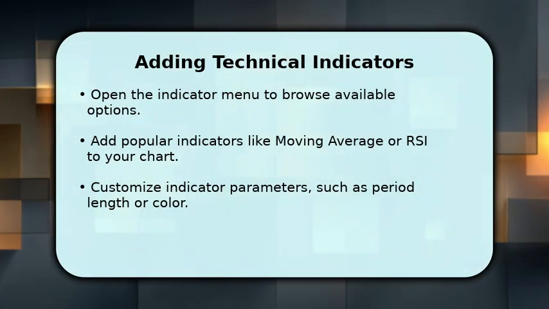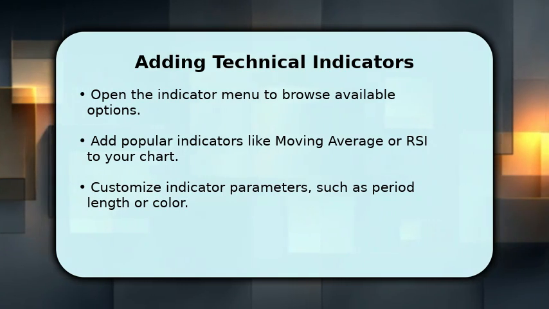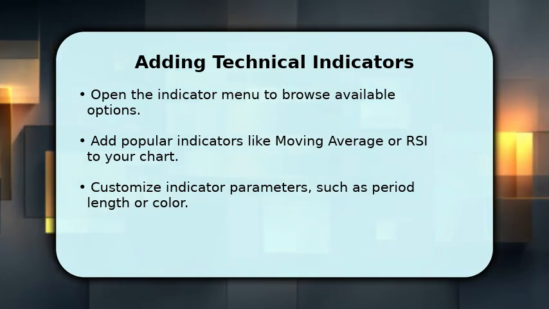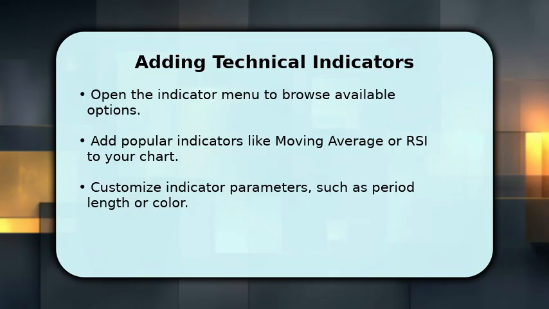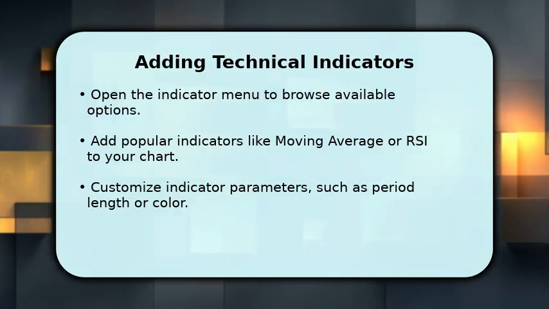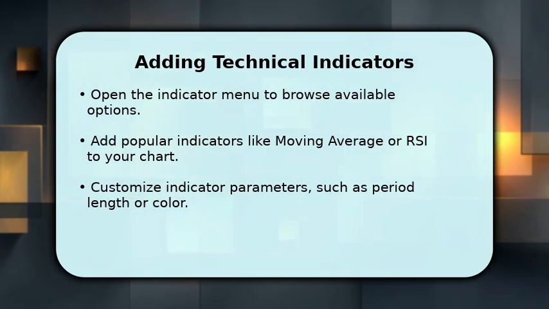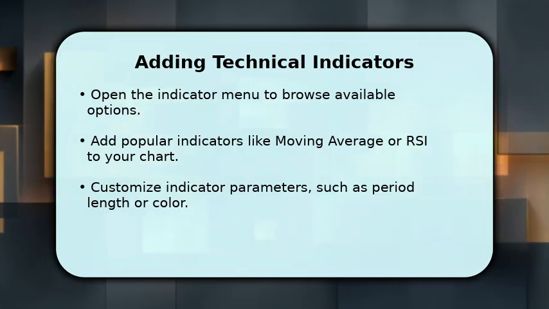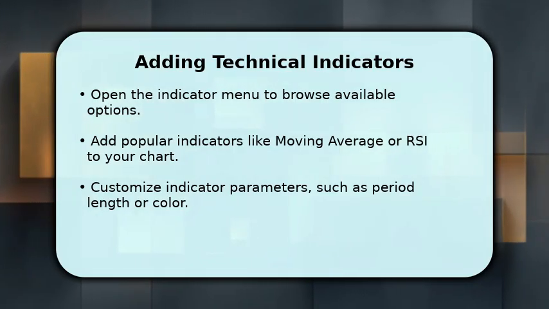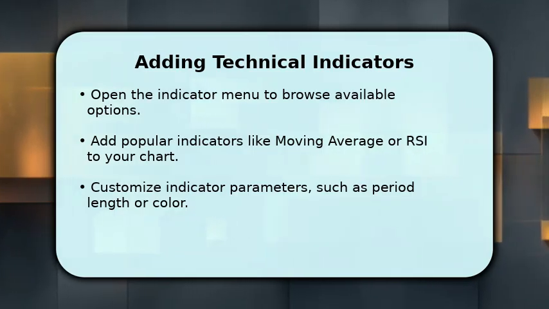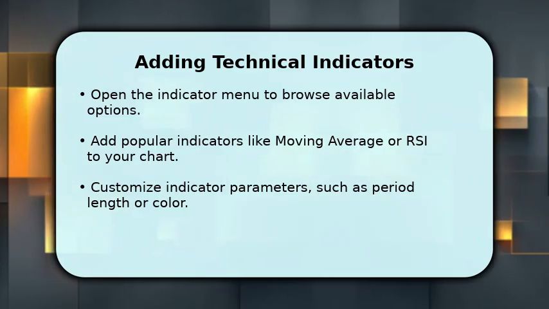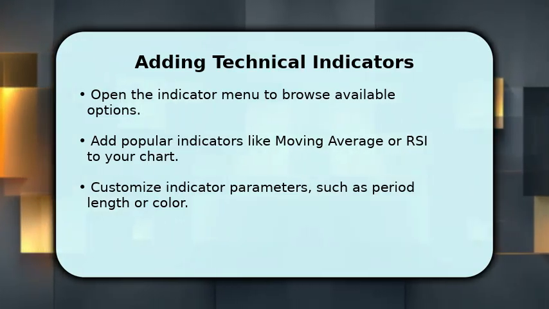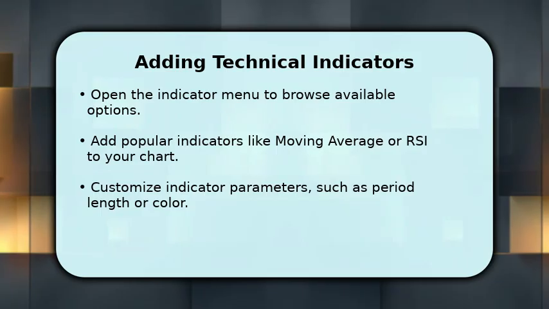Once your basic chart is ready, it's time to enhance it with technical indicators. Access the indicator menu, which offers a wide selection from moving averages to the relative strength index. Simply tap to add them to your chart. Remember, you can customize each indicator's parameters, like changing a moving average period from 20 to 50 or adjusting its color for better visibility. This personalization helps you tailor the data to your trading strategy.